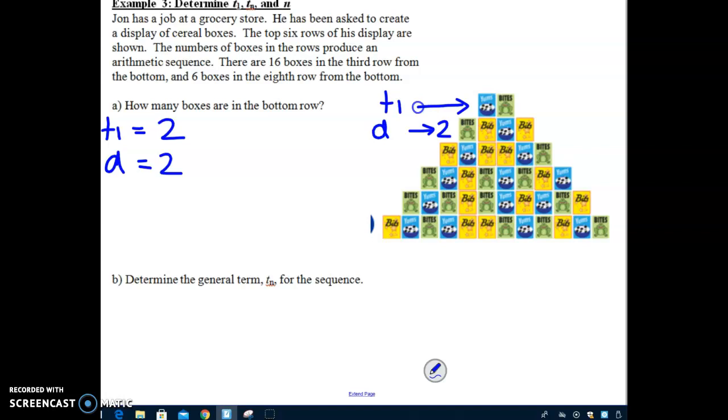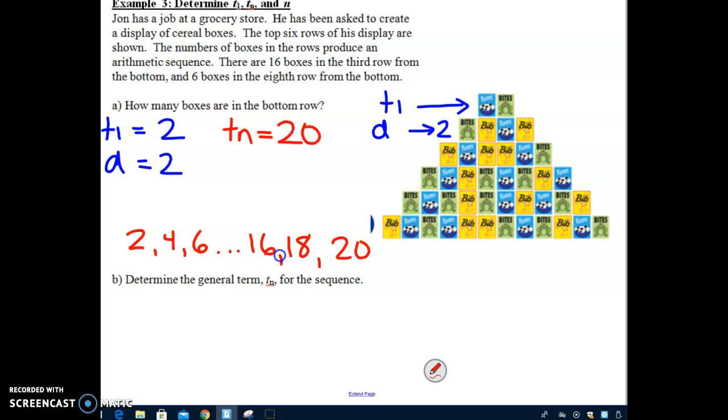So we need to figure out a little more information. So let's write it out. If we start our sequence at 2 and we add 2 each time, we know that 16 then is the 3rd row from the bottom. So that means the 2nd row from the bottom would be 18 and the bottom row would be 20. So the first question is, how many are in the bottom row? 20. So we see Tn is 20. Now we need to go backwards and figure out the general term.